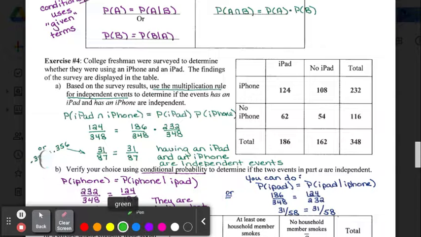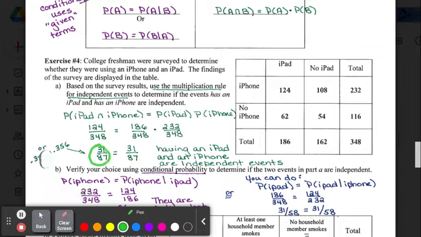So what I've got here, probability of an iPad and an iPhone. So I take the probability of both, divide by the total. And because I put this in my calculator as a fraction, I got 31 over 87. But if you do a decimal, it's 0.356. So that's what I've got here, 31 over 87.